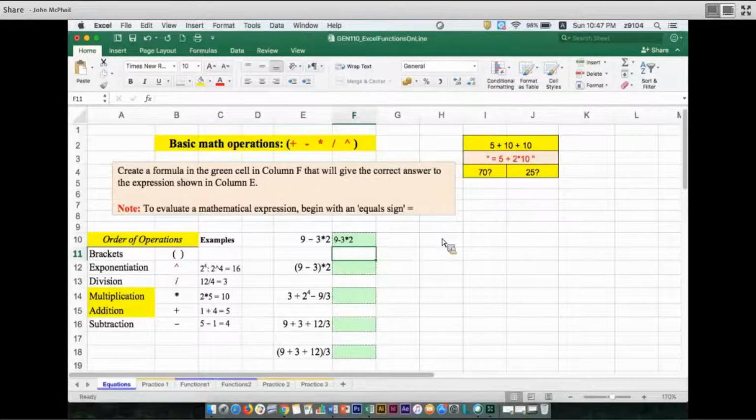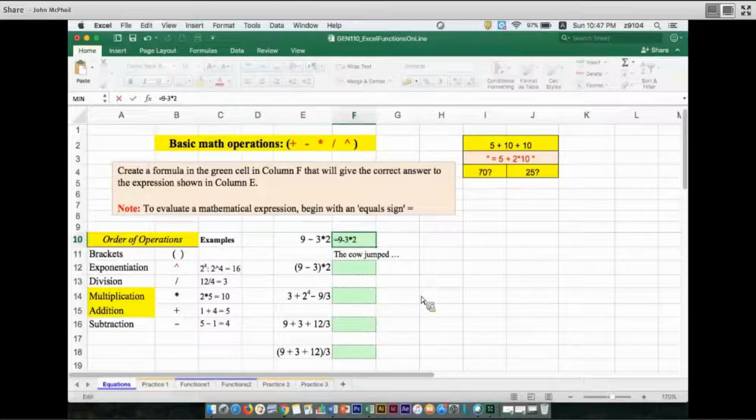That is because you can type stories. You can type words in Excel, the cow jumped over the moon, and so on. That's a story. 9 minus 3 times 2 is also a story, unless you begin it with an equal sign. If you begin it with an equal sign to evaluate a mathematical expression and hit enter, then you get the correct answer.